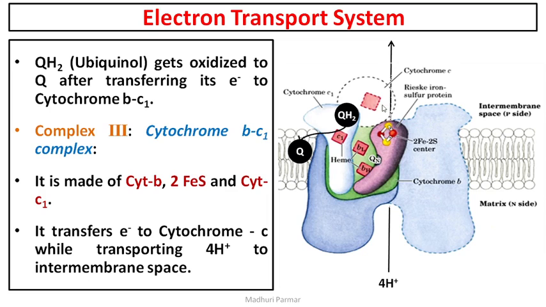Now when it passes the electrons to cytochrome C, which is shown in this dotted line here, during this time it also transports 4 protons from the matrix to the intermembrane space. So remember this: apart from the NADH dehydrogenase complex, the cytochrome Bc1 complex also transports 4 protons from the matrix to the intermembrane space.